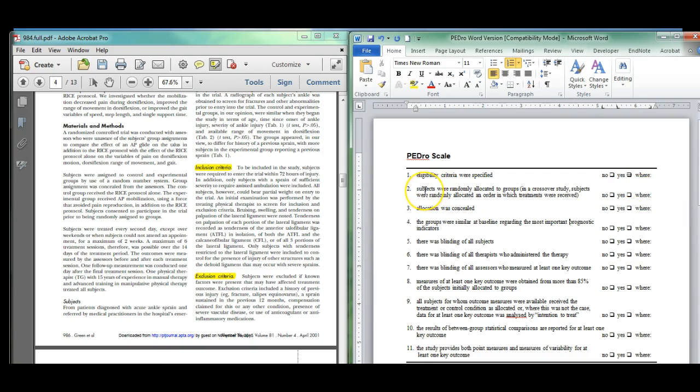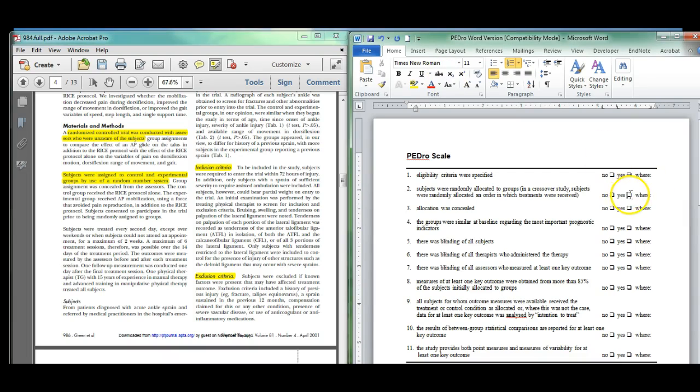The next question is that subjects were randomly allocated to groups. In this case, yes, we know that, right? It's a randomized control trial. Obviously subjects and, in this case, experimenters were blinded too, but a randomized control trial was conducted. You can see here, subjects were assigned to control and experimental group by use of a random number system. So that meets the criteria.